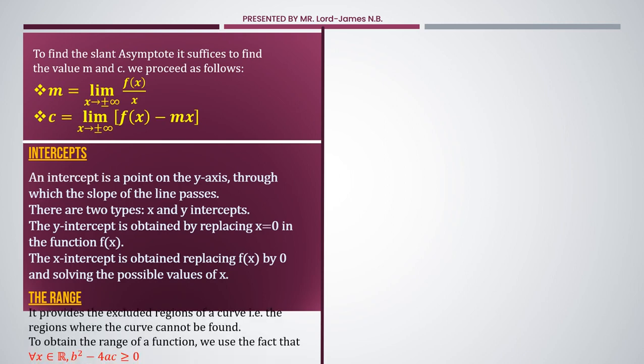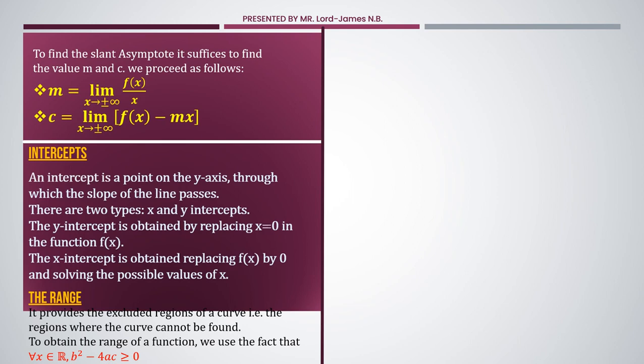Now let's get the range. The range provides the excluded region of a curve, that is, the regions where the curve cannot be found. To obtain the range of a function, we use the fact that for every x in R, the discriminant should always be greater than or equal to 0.